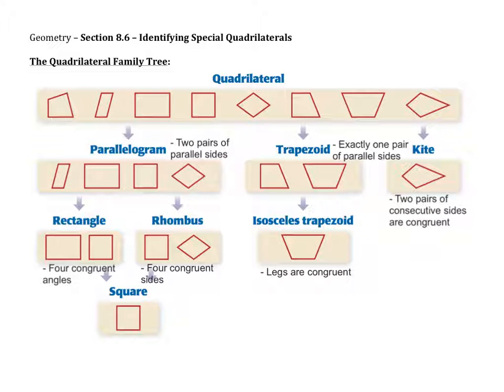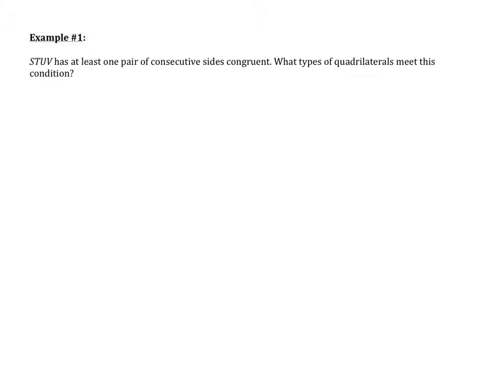You can also Google quadrilateral family tree and come up with a lot more elaborate family trees if you want something else to be put in your notes. So let's look at example number 1. It says STUV has at least one pair of consecutive sides congruent. What types of quadrilaterals meet this condition?